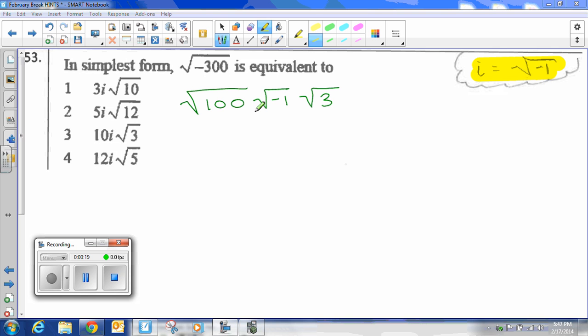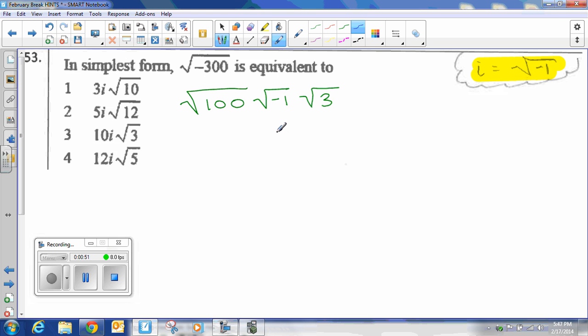The way that I've shown you this is you want to take your negative 300 and break it up to find your largest perfect square, which is 100. Then you want to take your radical negative 1, and then your radical 3, which is what's left over from 100, because 100 times 3 is 300. So the radical negative 1 is basically your I.